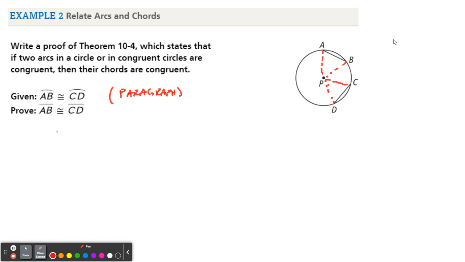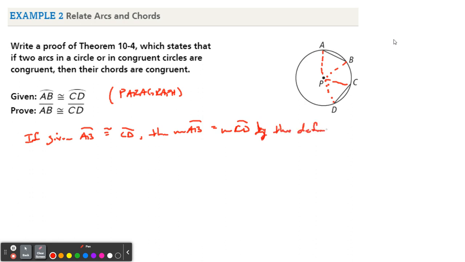I hope that you can see that this problem is just like the very first slide we did today. So I am given arc AB is congruent to arc CD, then I know that the measure of arc AB equals the measure of arc CD, by the definition of congruence. If two things are congruent, then their measures are equal. So these are the arcs. Sorry if my arc's not archy enough for you.